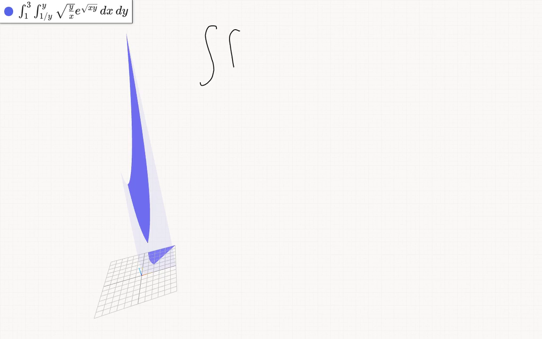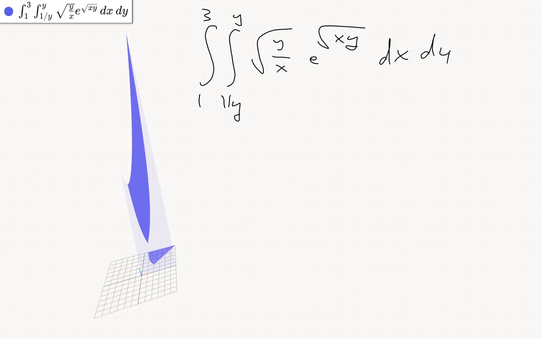So let's evaluate the integral from 1 to 3 and from 1 over y to y of root y over x e to the root xy dx dy. So here I've graphed that function, and the blue region below is just these bounds that we're integrating it over. So let's make a substitution.